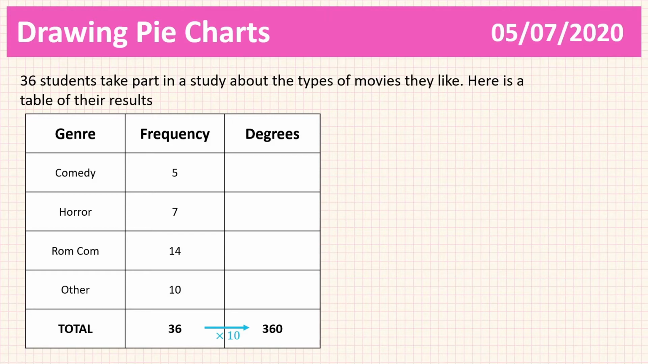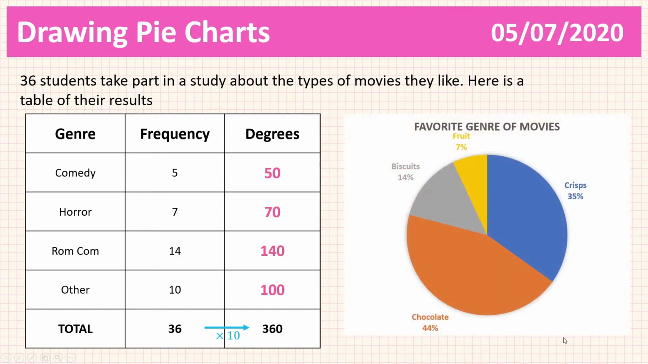Okay, so by working out the degrees, you've actually done the hardest part of drawing a pie chart, which is finding out what proportion of the pie chart each one of the categories gets. So the degrees for this one would be 50, 70, 140, and 100, and the pie chart would look like this. And we will, in a bit, look at how we can draw a pie chart.